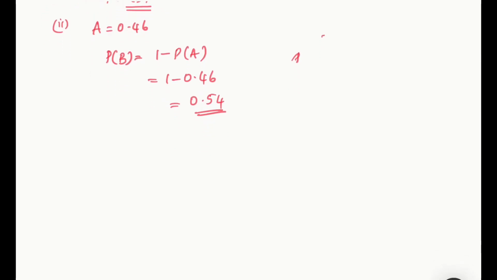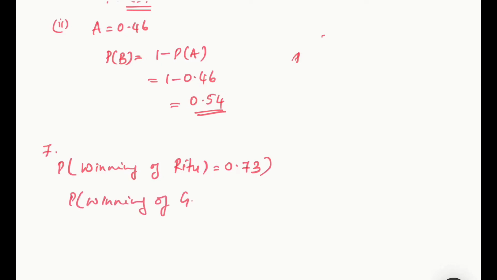Now coming to the seventh question. In a table tennis match between Geeta and Ritu, the probability of winning of Ritu is 0.73. Find the probability of winning of Geeta. If winning of Ritu condition is 0.73, probability of winning of Geeta will be equal to 1 minus 0.73, that is equal to 0.27.